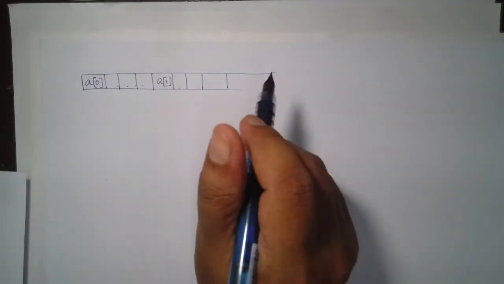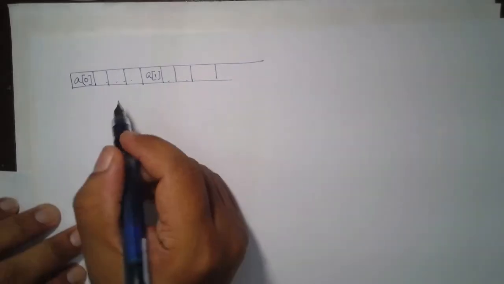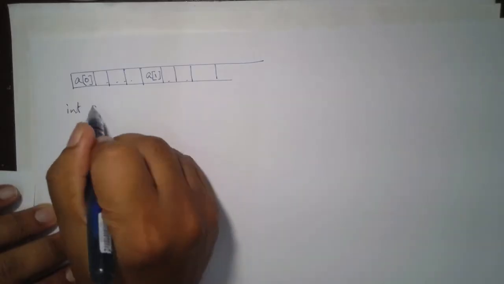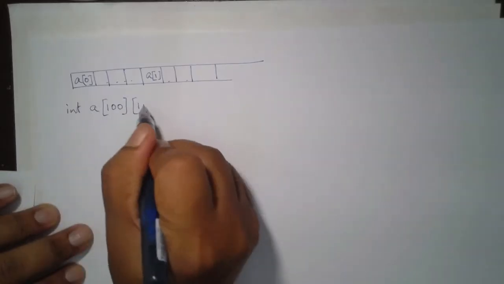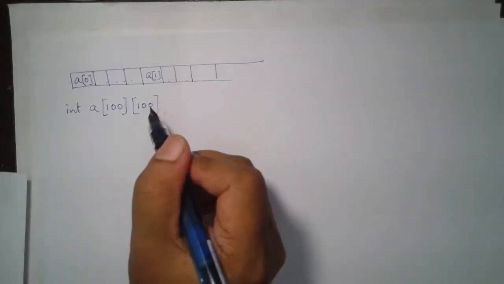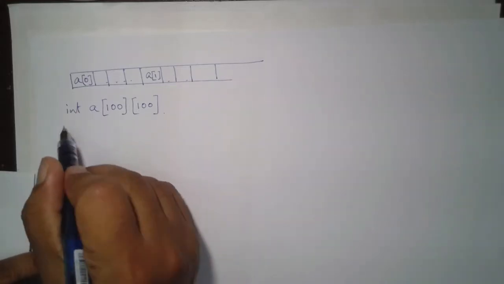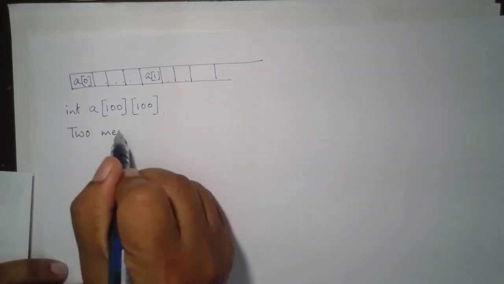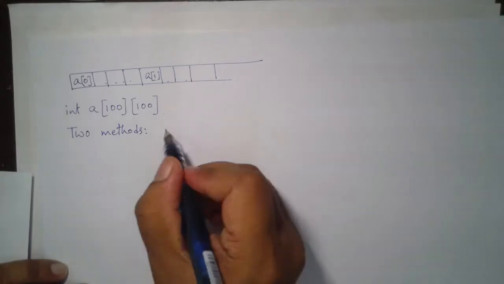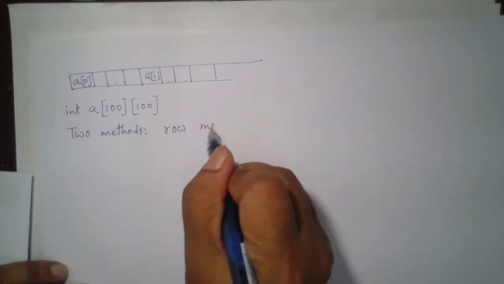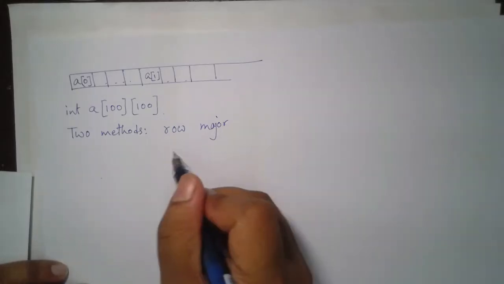Now, how about two-dimensional arrays? How do we store two-dimensional arrays? Because we need to deal with two-dimensional arrays very frequently, right? So, let us say I have an integer array which is defined as a 100 by 100 array. In that case, I again have two methods to store this data. So, what are the two methods? The two methods are called row major and the other one is called column major.